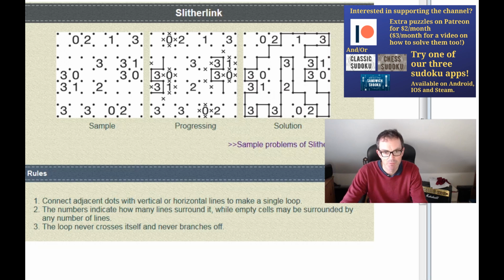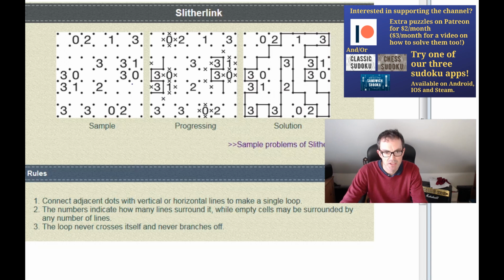They're on screen here. I've got a sample puzzle, and this actually comes from Nikoli themselves. So you can see it's sort of a grid with some dots in and some numbers. And we have to connect the dots with vertical or horizontal lines to make a single loop. The numbers indicate how many of the lines surrounding the number are actually completed with lines. So if we look at, for example, this 2 here, you can see that the 2 has exactly 2 lines around it. The 3 has exactly 3 lines around it.